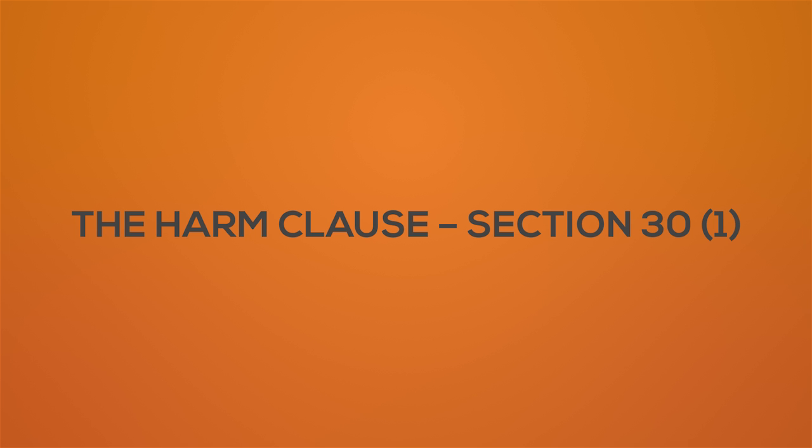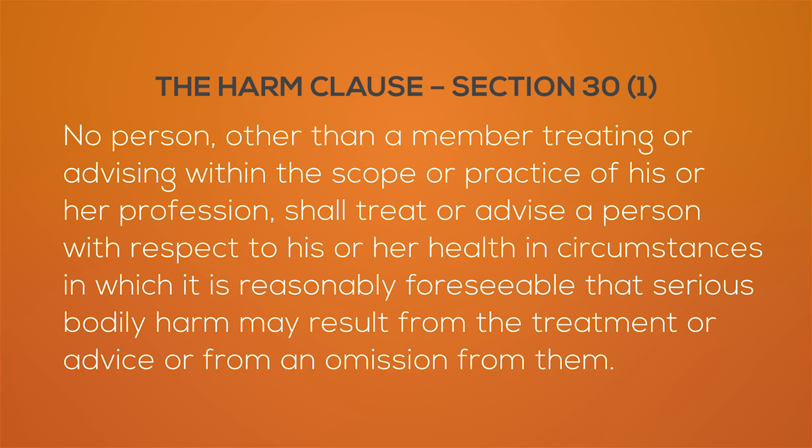The harm clause is another interesting RHPA innovation. Generally speaking, public protection in the RHPA is managed by restricting the performance of controlled activities and restricting who can lay claim to protected titles. But the harm clause, Section 30 of the RHPA, provides an additional layer of public protection by prohibiting anyone, other than a health professional acting within the scope of practice of their profession, from treating or advising a patient when it's reasonably foreseeable that serious bodily harm to the patient may arise as a result.